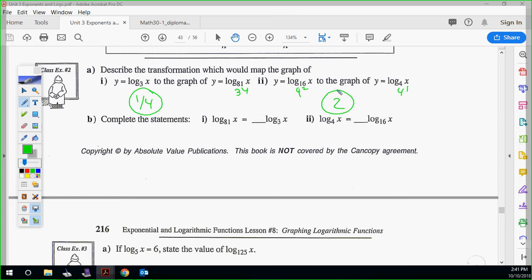Okay? And so this is repeating what we just said. Log 81 of x equals 1/4 of log 3 of x. Log 4 of x equals 2 log 16 of x.